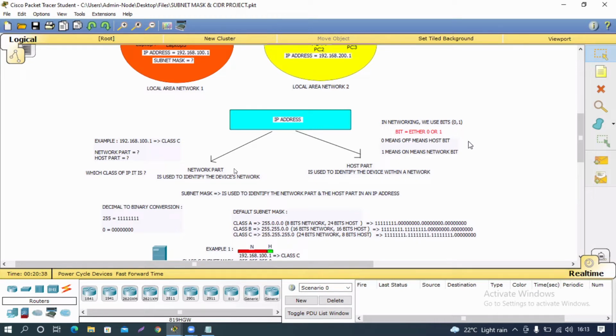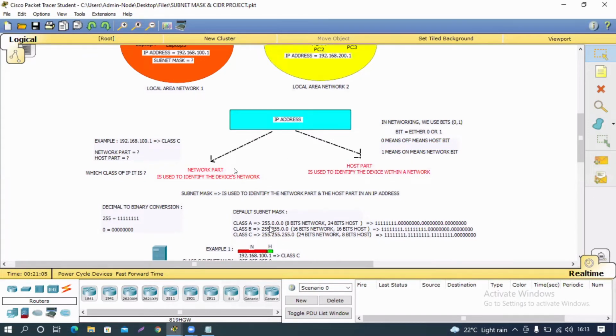Okay. So, since we are dealing with only these two possible numbers in machine language, 0 means off, 1 means on. Off means host bit, on means network bit. This is the very simple thing you have to remember. 0 means host bit, 1 means network bit. Now, this calculation helps us to find these two things in the IP address.